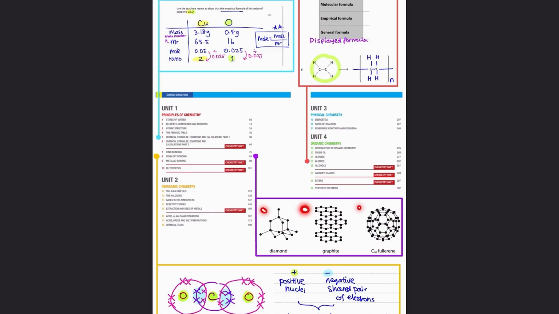Whereas C60 fullerene has weak intermolecular forces because it is a simple molecular structure and therefore does not require a lot of heat energy to break. In terms of conductivity, only graphite conducts because it has delocalized electrons.